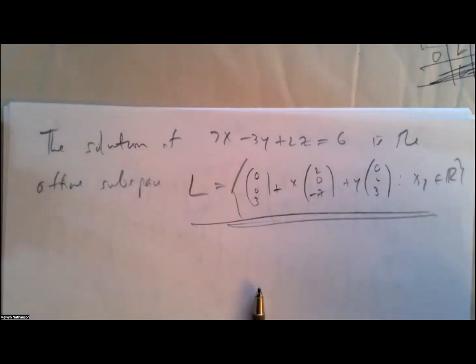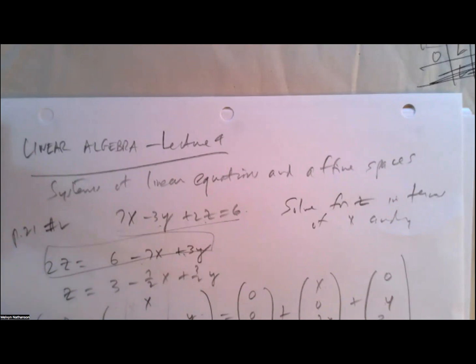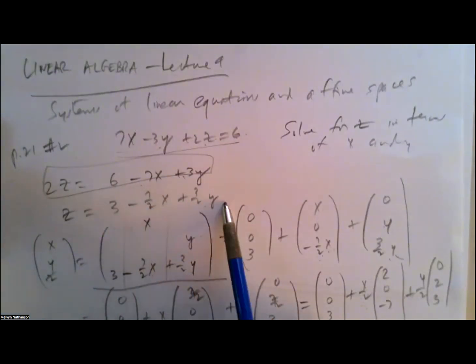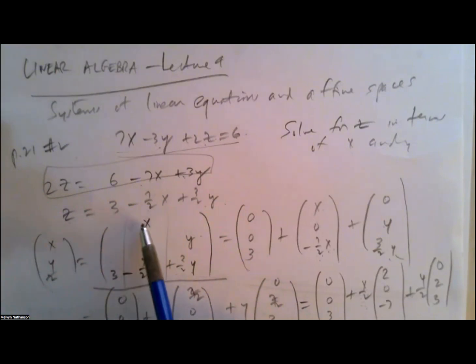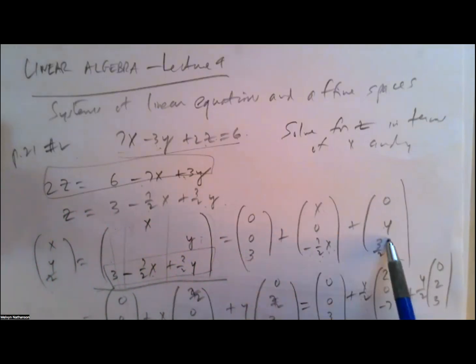Yes, go ahead. How did you get the solution space (0, 0, 3) to (0, -7)? So for any x and y, z must be equal to this linear function of x and y. Every vector (x, y, z) that's a solution has x as x, y as y, but z is equal to this. And then I'm writing this vector as a linear combination of three vectors.